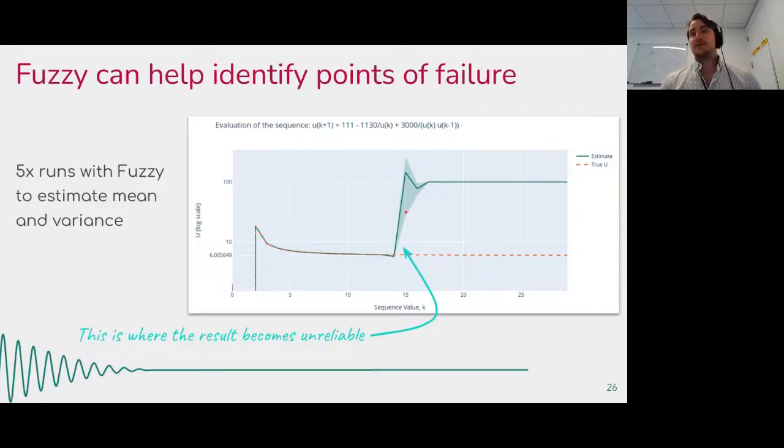So pretty much imagine you have an iterative process. You could use something like Fuzzy to detect when that process becomes unreliable and either restart your process from the previous one as a checkpoint. You could potentially grab your results from right before it went awry, depending on your context. But the idea is it allows you to identify points of failure.